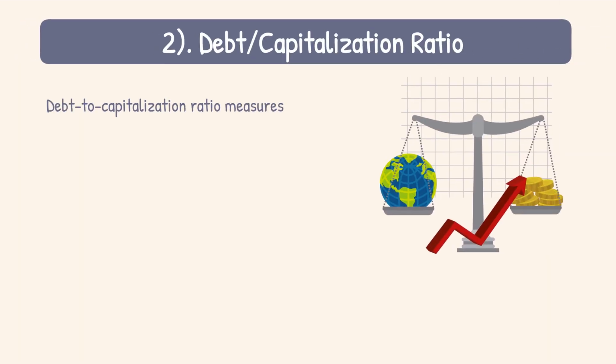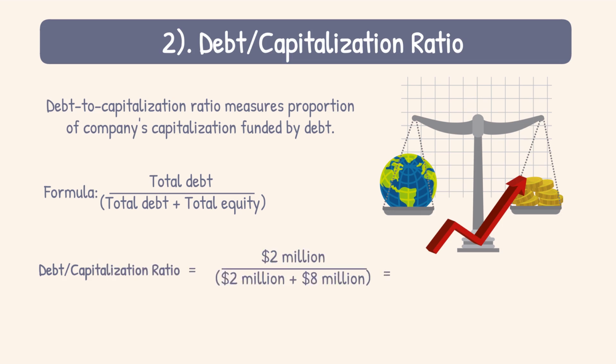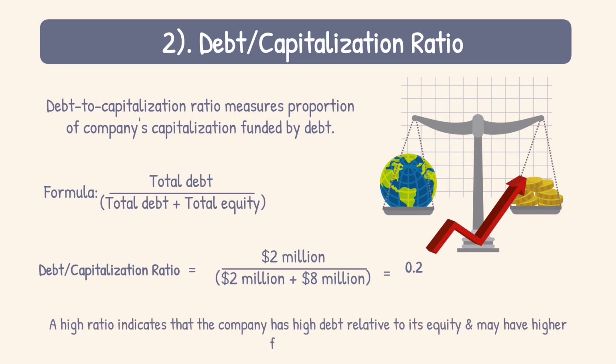Debt/capitalization ratio. This ratio measures the proportion of a company's capitalization funded by debt. For example, if George Burger Joint has $2 million in total debt and $8 million in total equity, then the debt/capitalization ratio would be 0.2, $2 million/($2 million plus $8 million). A high debt/capitalization ratio indicates that the company has high debt relative to its equity and may have higher financial risk.